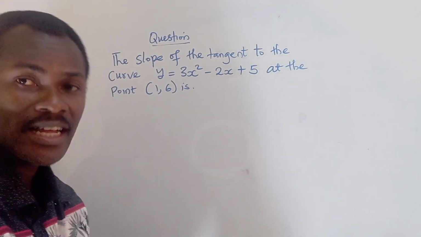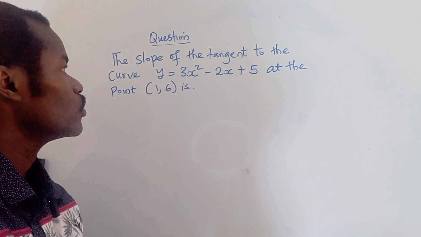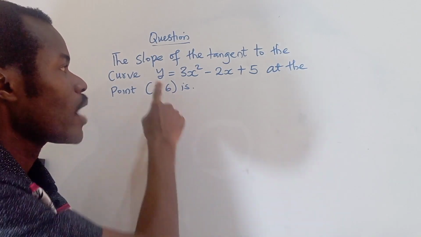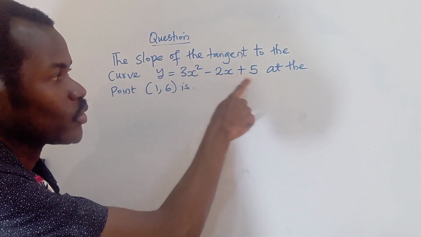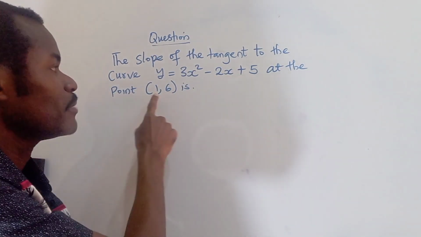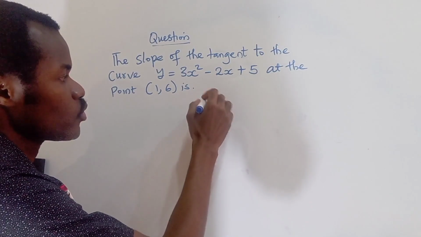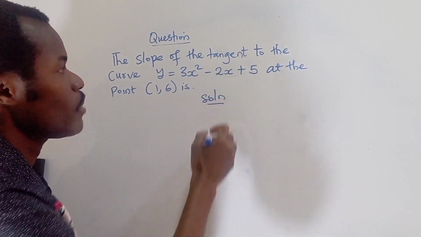Alright, so let's look at today's question. It says the slope of the tangent to the curve y is equal to 3x squared minus 2x plus 5 at the point, this is what? Alright, so what does this mean? Let's try to interpret and understand the problem.